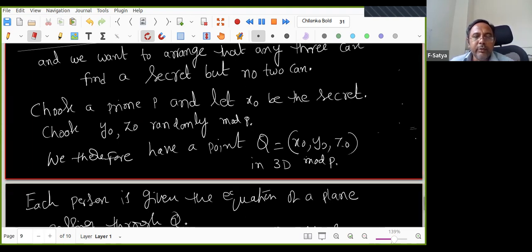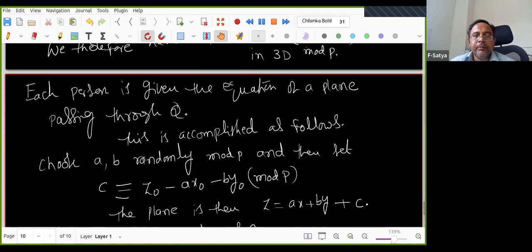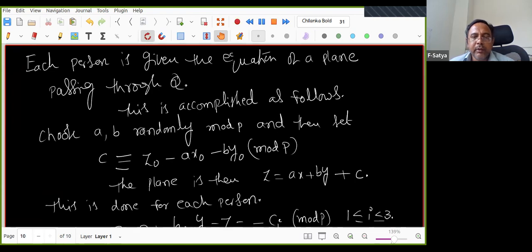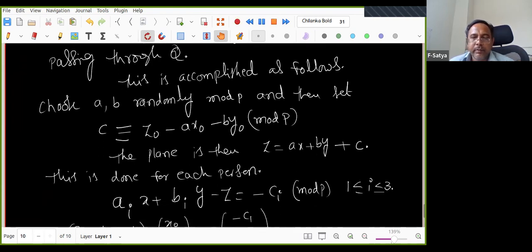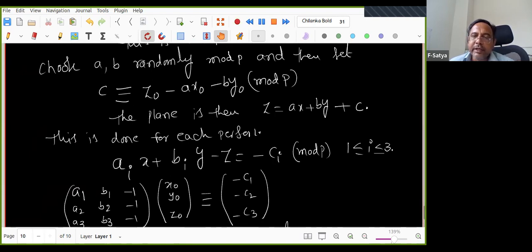Each person will be given an equation of a plane passing through this Q. This is accomplished as follows. Choose A and B randomly modulo P, and then C can be constructed from here. We know the point (X0, Y0, Z0), so C = A·X0 + B·Y0 − Z0 modulo P. Now this is the plane equation. This is done for each person.